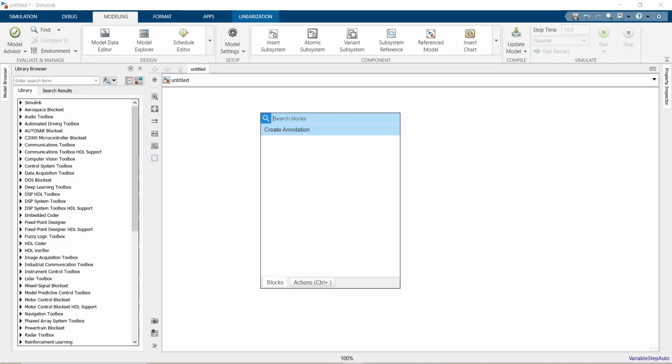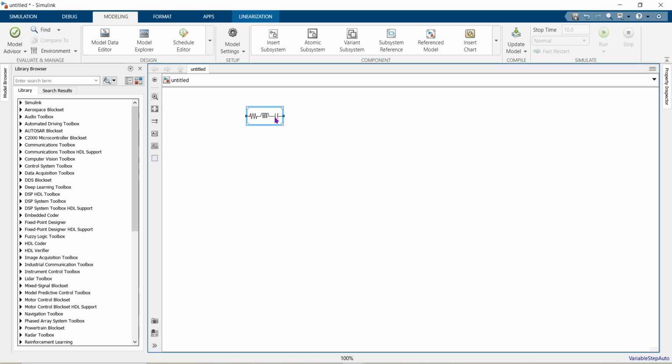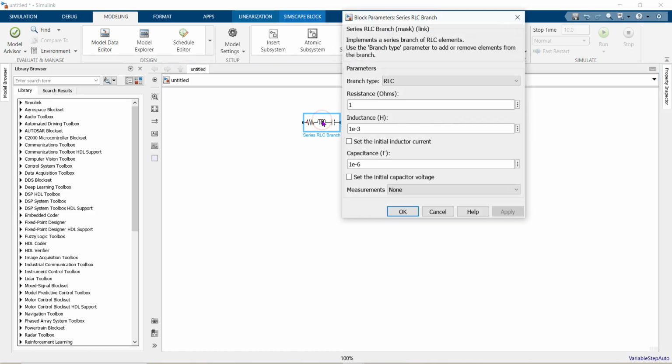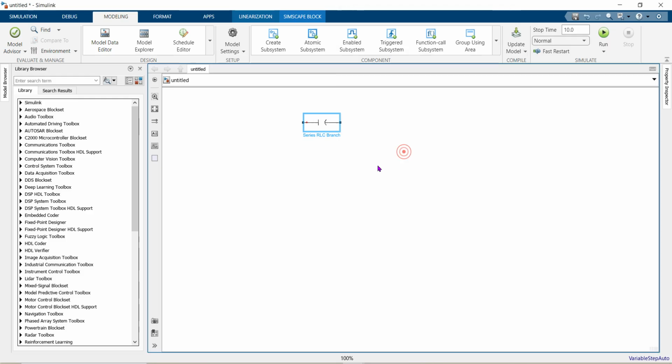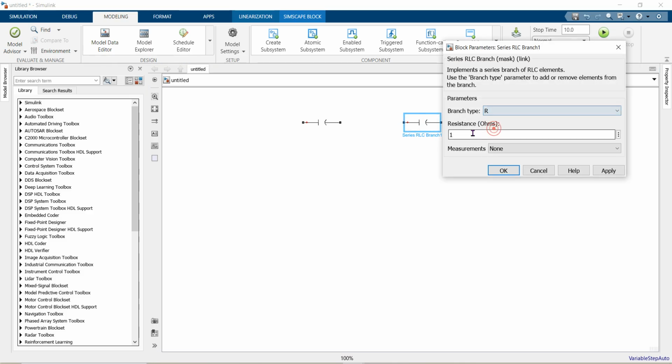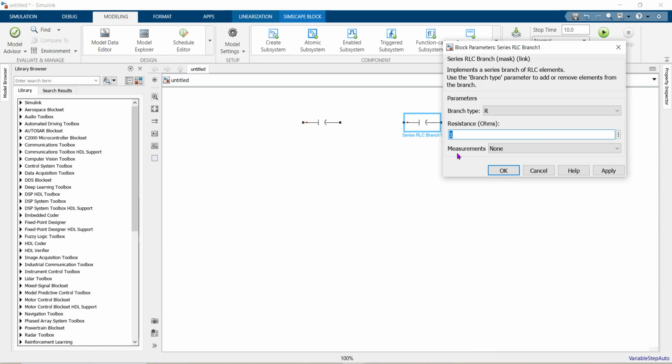For the capacitor we have to take a series RLC branch, because I want to simulate this using specialized power system blocks. So here is our series RLC branch, and the first one is our capacitor, with a capacitance of 1 millifarad. Then we need a resistor, and the resistor value is 100 ohm.